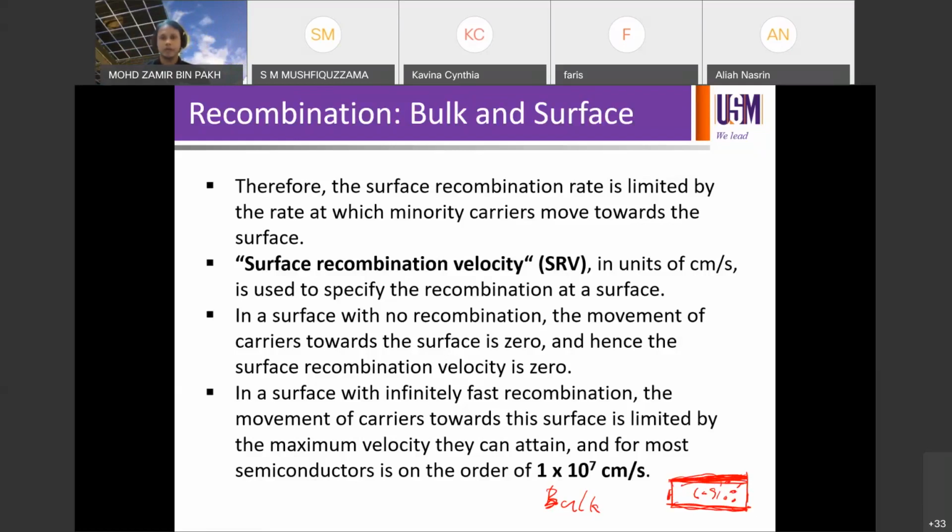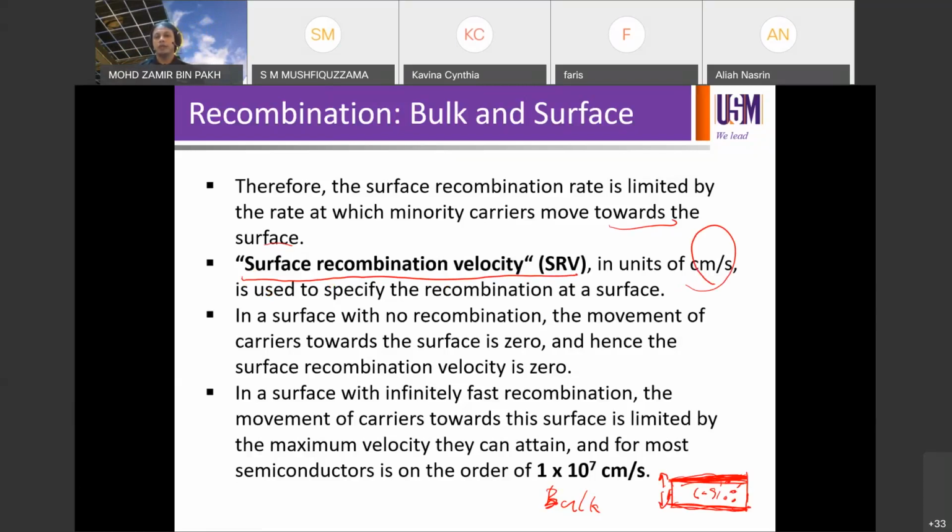So recombination rate is limited by the rate at which minority carriers move towards the surface. So in this case, it's surface recombination. When the carriers move to the surface, either to the front side or to the rear side, it's going to be associated with a surface recombination velocity. How fast does the carrier move to the surfaces, front or rear? And we call this SRV, surface recombination velocity, in centimeter per second, used to specify the recombination at the surface.